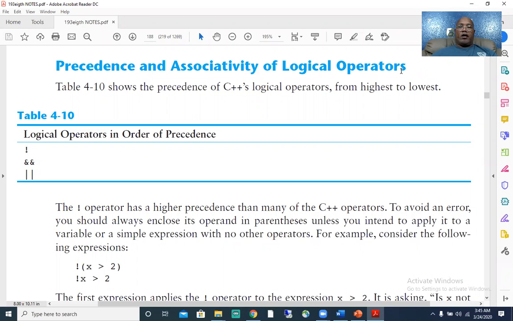Hello, class. This lesson is on precedence and associativity of logical operators. We're talking about the and, the or, and the not. If you look at this table here, table 4, it shows you the order of precedence. The not has the higher precedence, then your and, then your or. So that's the precedence.